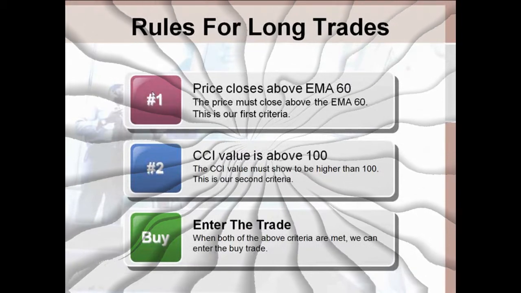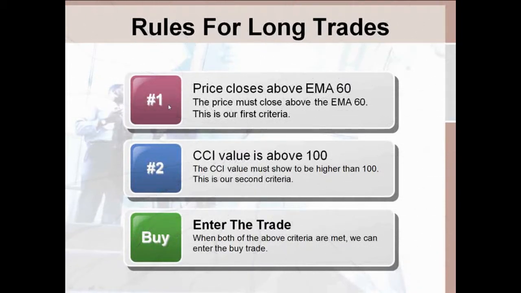Let's talk about the rules for long trades. Largely they're the same as they were for short trades, they're just reversed. In this case, we need to meet 2 criteria again, but the criteria is slightly different. We need the price to close above the EMA 60. That's our first criteria. If that is met, then we look for our second criteria, which is the CCI value is above the 100 level. So CCI must be above 100 for our second criteria to be met.